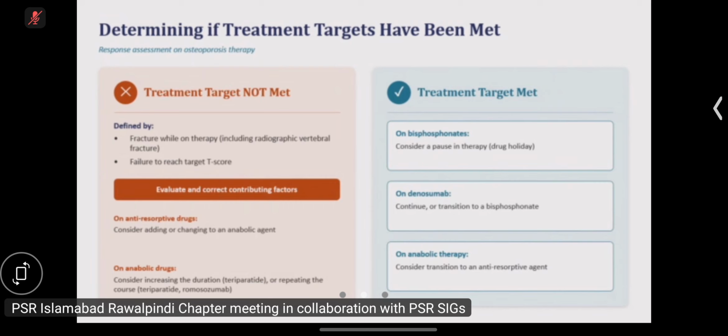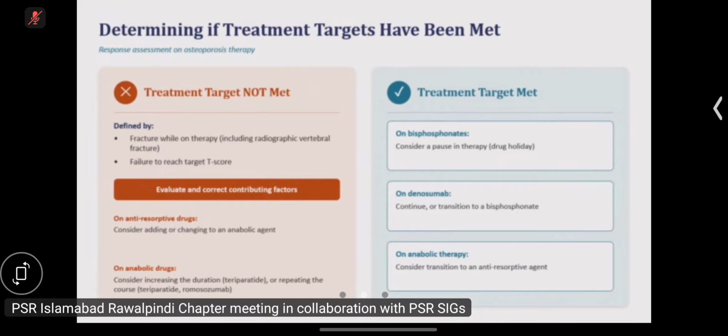For example, if the patient is on steroids, we need to stop their steroids. We should try to reduce the steroid dose and try to taper them off completely. If they are smokers, we should encourage smoking cessation. And if they are alcoholics, that should also be discouraged. So here, if the patient was on an anti-resorptive drug, we can consider switching or combining an anabolic agent like teriparatide or romosozumab as appropriate. And if the patient was already on anabolic drugs, then this is where the things get a little interesting.